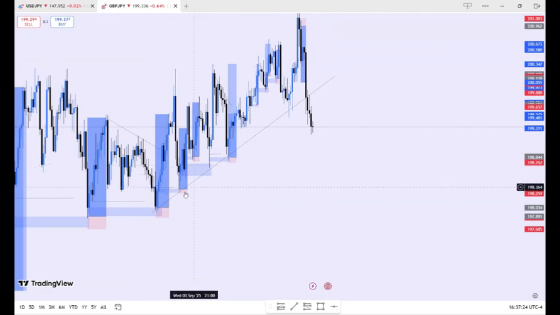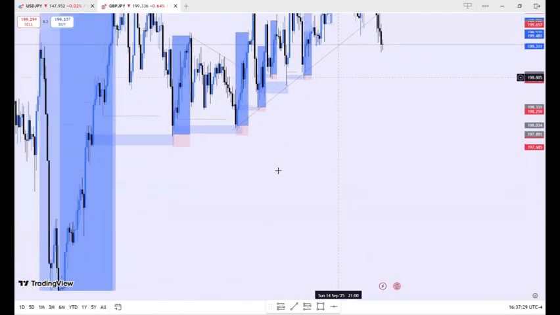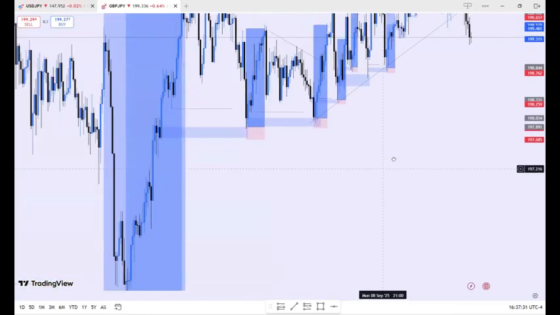Now, this is a 4 hour liquidity, and the market is going to obviously sweep all this liquidity. Any buyers are going to be stopped out. Now, where is our next point of interest for us to buy?